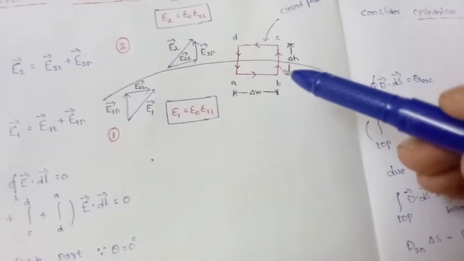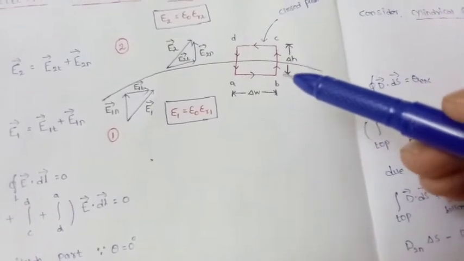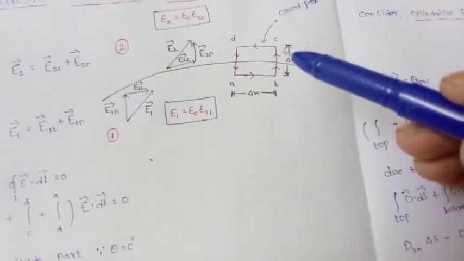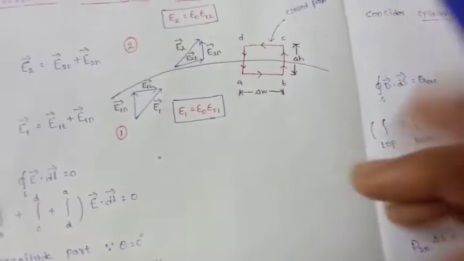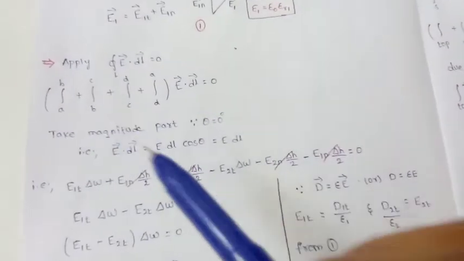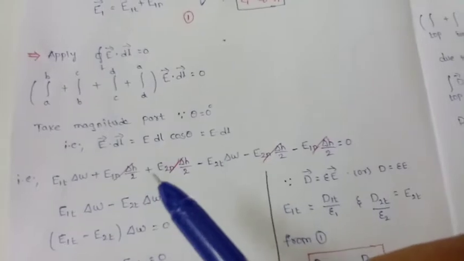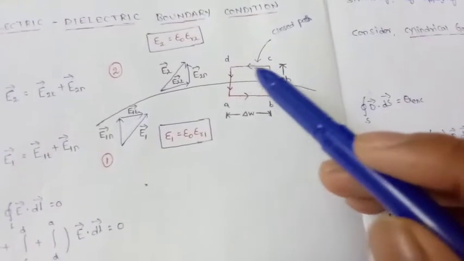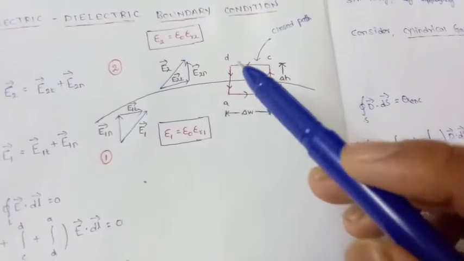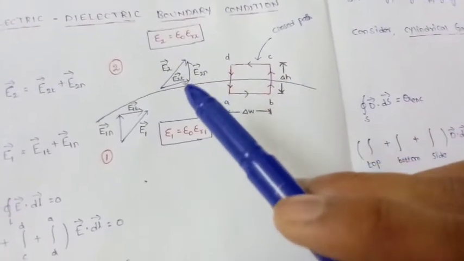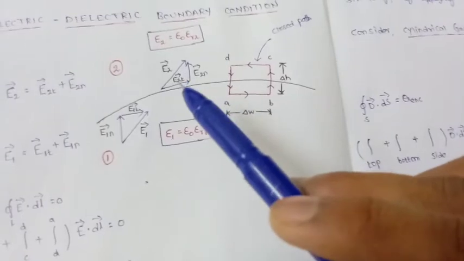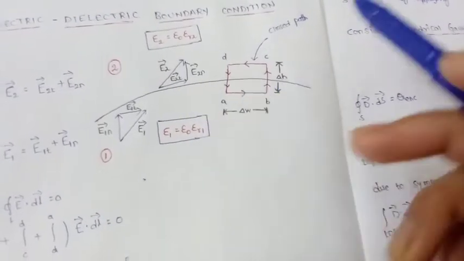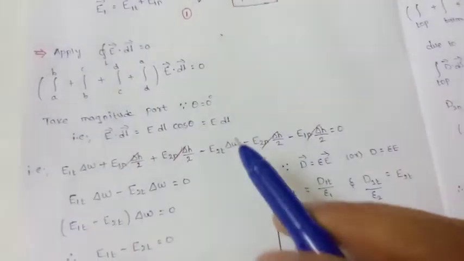The first half is in region 1, the normal component, therefore E1n del H by 2. The second part is in the second region, therefore E2n del H by 2. Therefore, B to C can be written as E1n del H by 2 plus E2n del H by 2. Then if you observe C to D, it is going in the opposite direction of the second tangential component, since it is region 2. Therefore, we can write minus E2t del W.